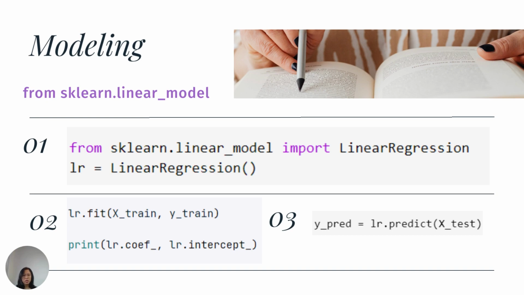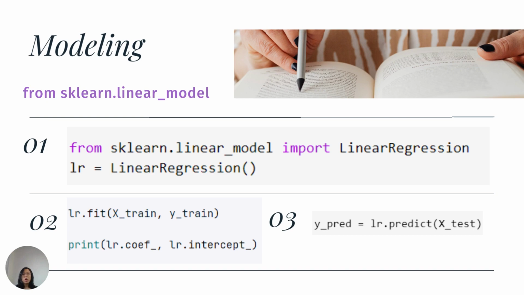So lr.fit finds the best parameters that best fit the training data. In our linear regression models, the parameters will be coefficient and intercept. We can get these attributes by calling lr.coef_ and lr.intercept_. Next, we can call lr.predict and feed the testing data to predict the y values. So it's very easy to do the modeling using sklearn.linear_model.